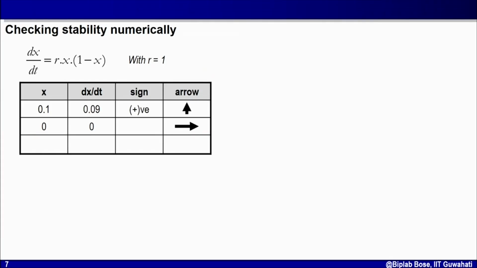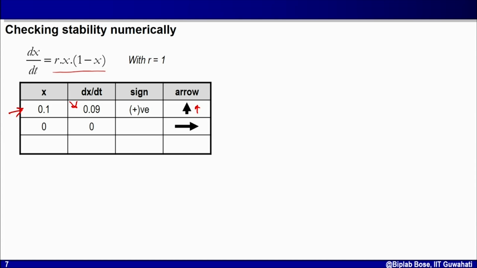Now let us take a slightly higher value of x, slightly higher than the steady state value. The steady state value is 0, and I have taken a slightly higher value, that is 0.1. If I put this 0.1 in place of x in this differential equation, I get dx/dt equal to 0.09. The sign of this derivative is positive, so I put an arrow pointing up. That means dx/dt is saying that x will increase.